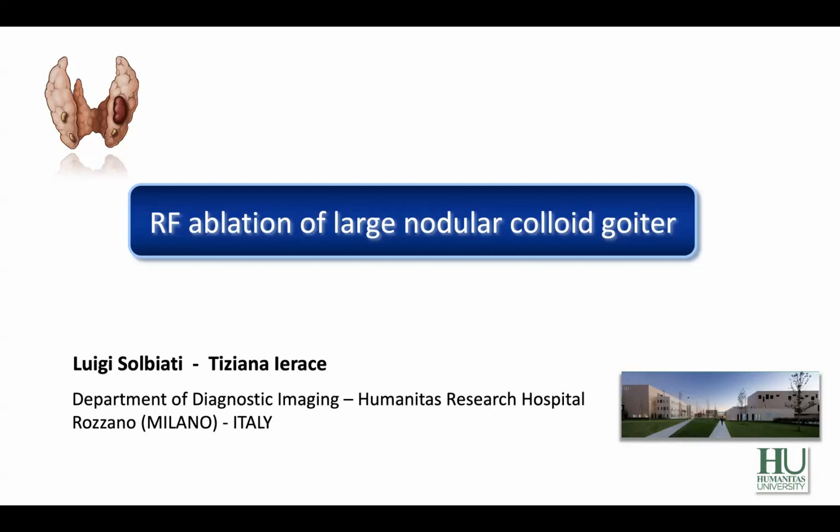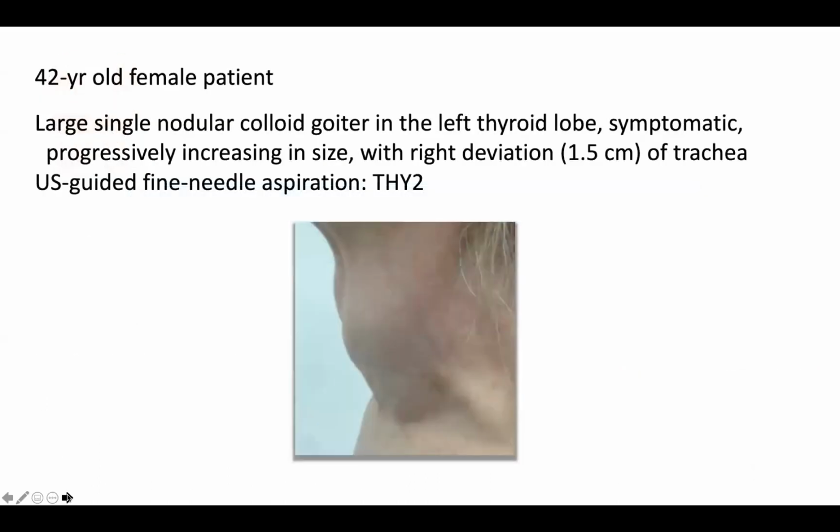We present a case here of RF ablation of a large nodular colloid goiter. This is a story of a 42-year-old female patient presenting a large single nodular colloid goiter occupying almost completely the left thyroid lobe, becoming symptomatic and progressively increasing in size, and causing a deviation towards the right side of the trachea for about 1.5 centimeters. This goiter underwent fine needle aspiration biopsy with the result of a Thy-2 lesion.